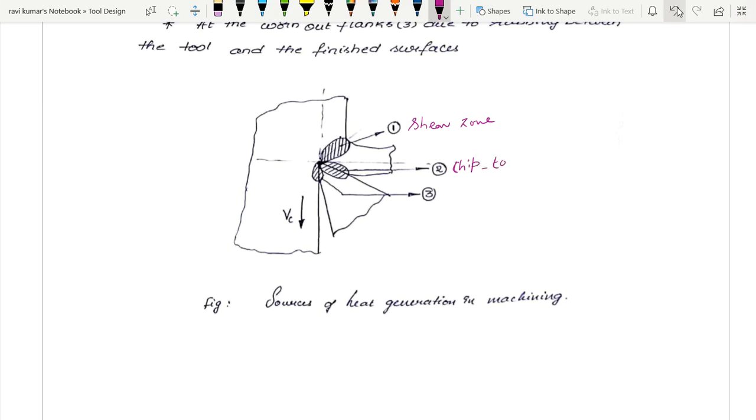So the second region where the temperature increases is the chip tool interface. And the third region where there is heat generation is tool flank rubbing. We may understand the majority of heat is generated in the shear zone. To that, further heat is added because of the chip rubbing over the chip tool interface.